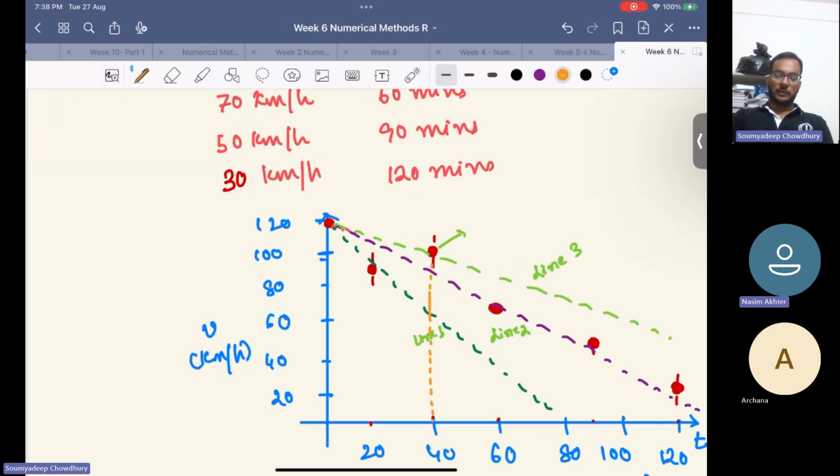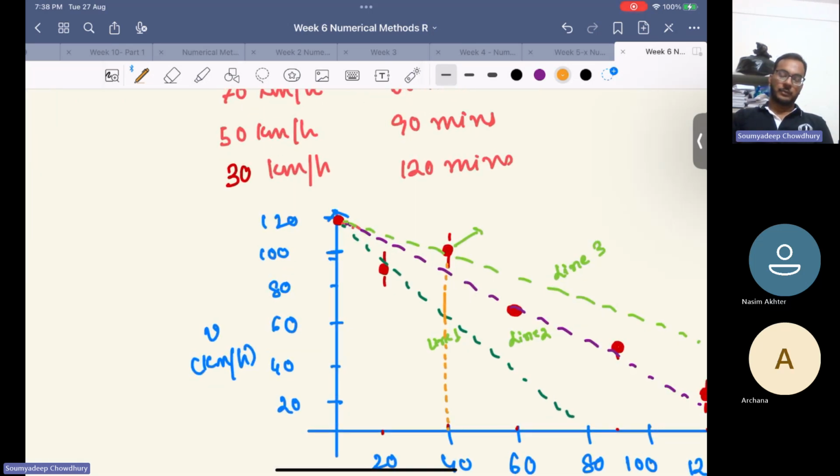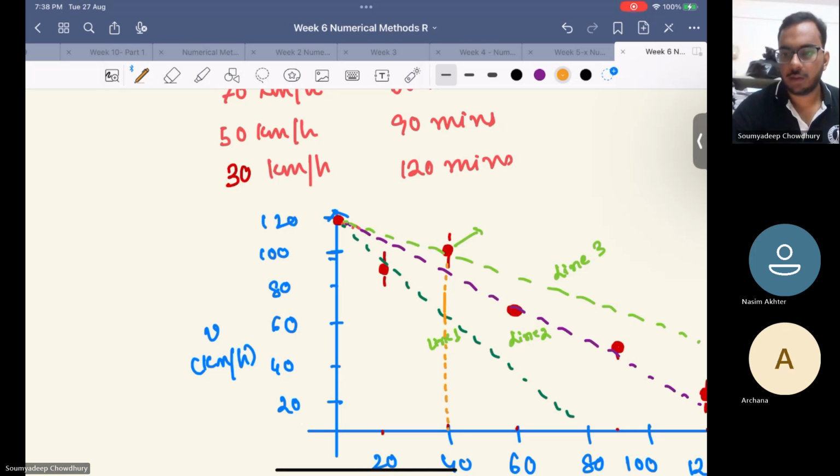Archana, can you now tell me what is the predicted value at x equal to 40? Archana, am I audible? Maybe she's not there. Archana, are you there?